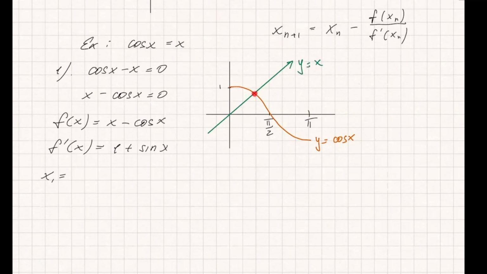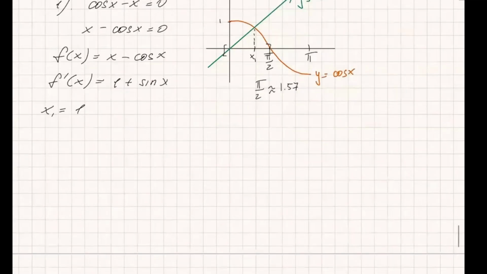Now, as you can see, the two functions intersect somewhere between 0 and pi over 2, right? So that would be an indication of where our first x1 could be. We know that pi over 2 is approximately 1.57, so if I choose x1 to be equal to 1, I think that would not be a bad choice. So let's start with 1. It is pretty close to pi over 2.